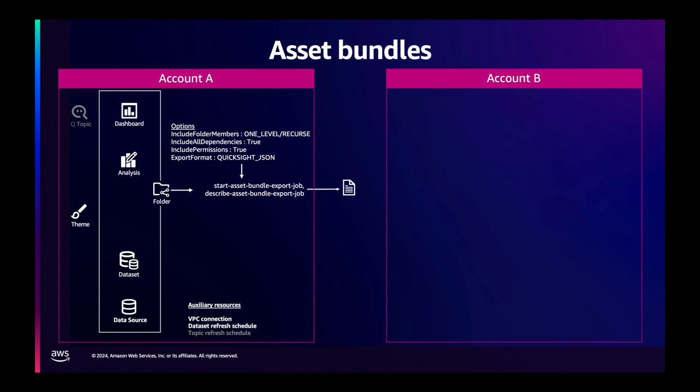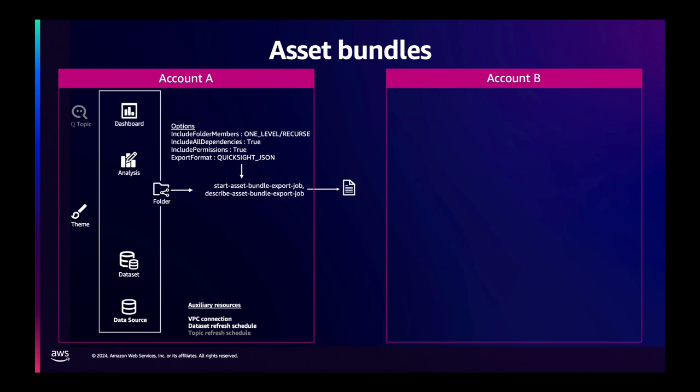So the idea is that on this parent folder, you say I want to start an asset bundle export job. It will give you all the dependencies included, and in this case, it's in QuickSight JSON format. You have two formats: CloudFormation and QuickSight JSON, so depending on your need, you can use either. You can save the exported files locally on your machine, and those are literally JSON files, so you can change, customize, and modify them if there is a need, but we don't recommend that.